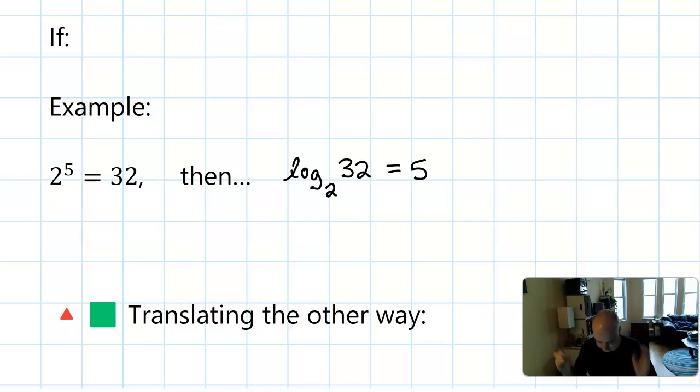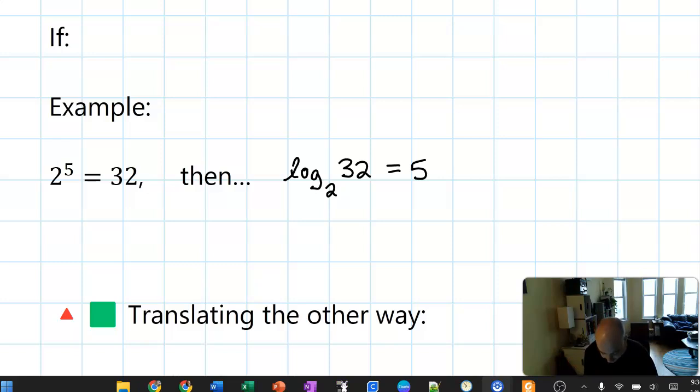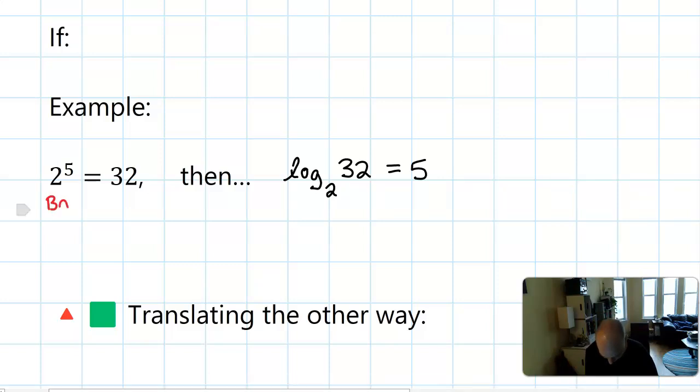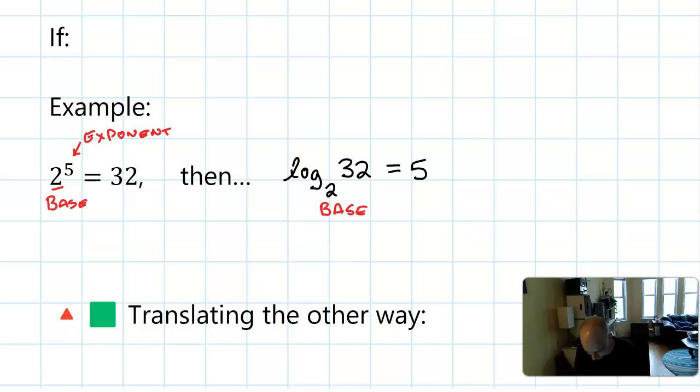Now let's take this apart and look where everything went. The 2 is called the base, and that's the base of the exponent, and it also shows up down here, and that's called the base of the log. The 5 is called the exponent. And the whole point of a log is that it solves for the exponent. So the exponent appears on the other side of the equal sign when you're translating an equation.